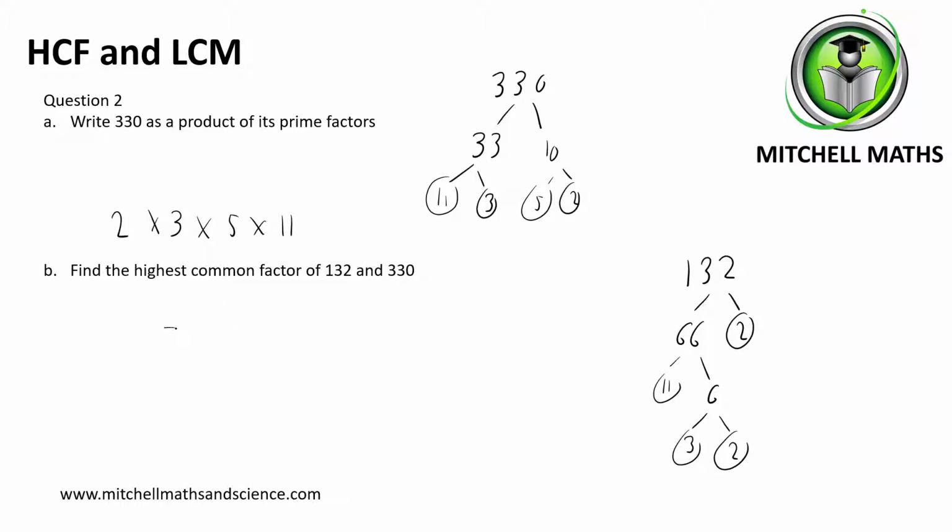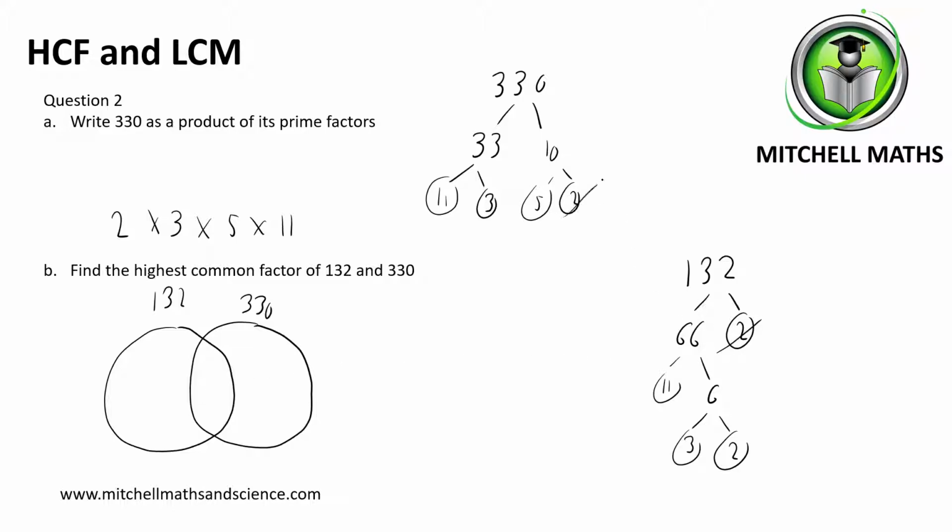And I'm going to draw a Venn diagram. I'll give it a decent overlap. And I'll have 132 and 330. Now what I need to do is put the numbers in the middle which occur in both. If I look at what occurs in both, 2 occurs in both once, so I'll put that 2 in the middle. 3 occurs in both once, so I'll also put that in the middle. I'm just crossing them off so I don't get lost there. And 11 occurs in both.